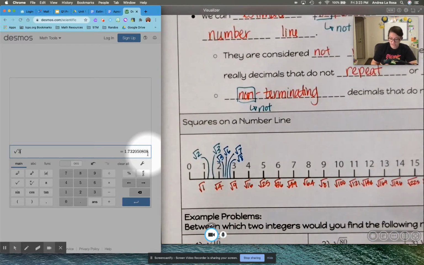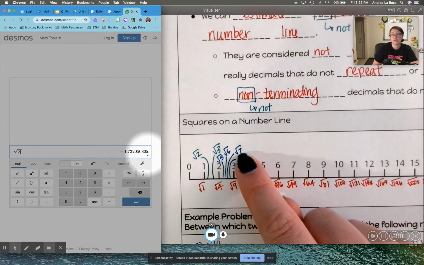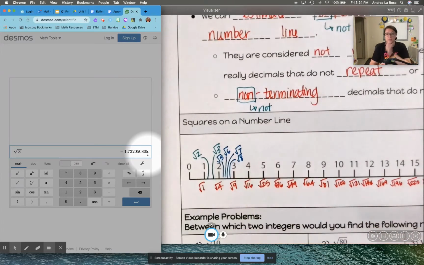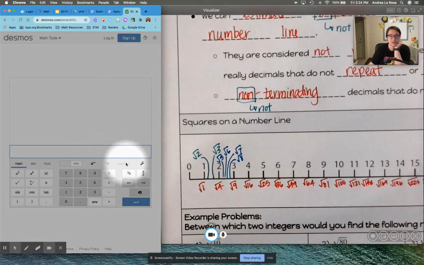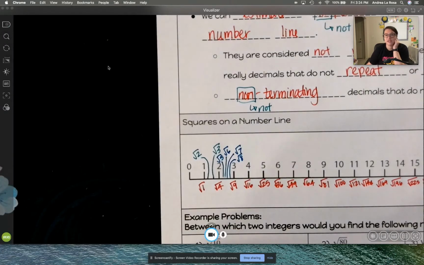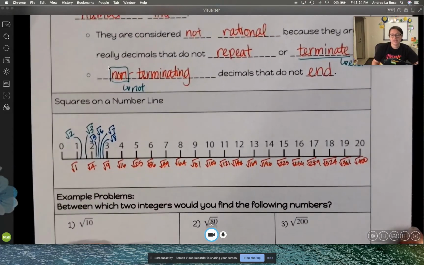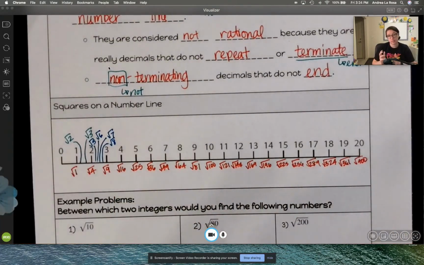On your own, I want you guys to try the square root of 7 on your calculator. So if you haven't yet, pause the video, open up Desmos, and try the square root of 7 for me. Pause the video, and when you come back, we'll check and see if we got the same thing. All right, so the square root of 7, we get 2.645751311.